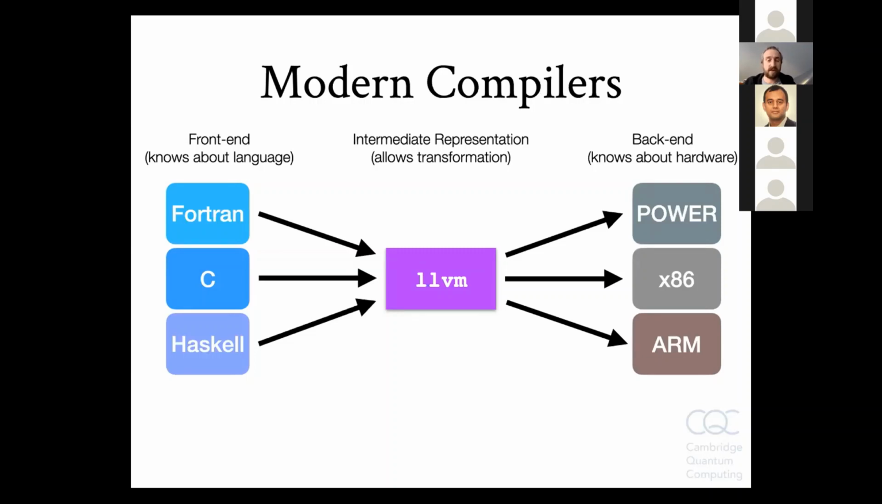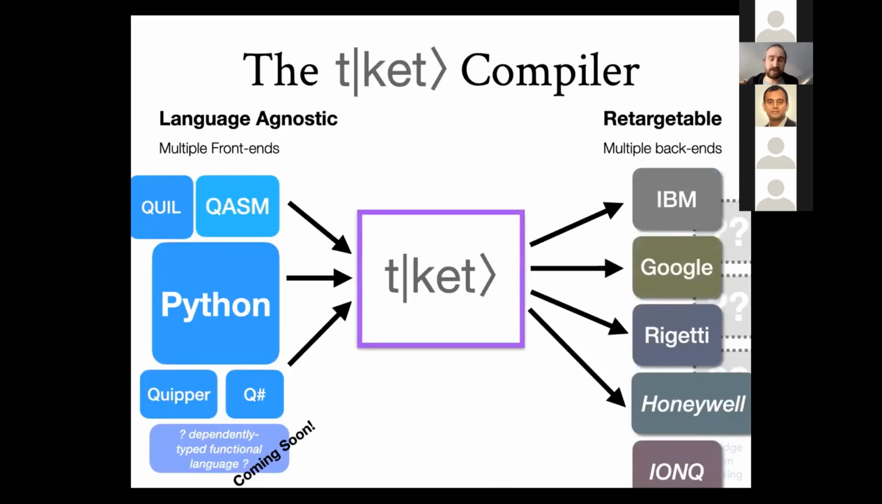And in the LLVM system, if you want to add support for a new programming language, you just write this front part of the compiler and you connect it to the existing intermediate part. If you want to add support for a new hardware platform, you just write the back part of the compiler that actually generates the machine code, and it talks to the intermediate representation. So we stole this concept to make tickets.